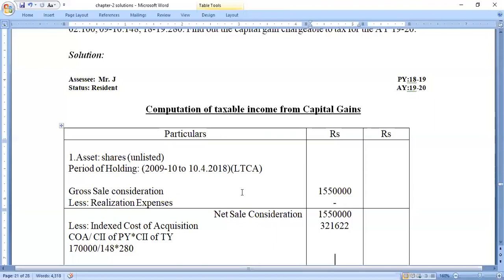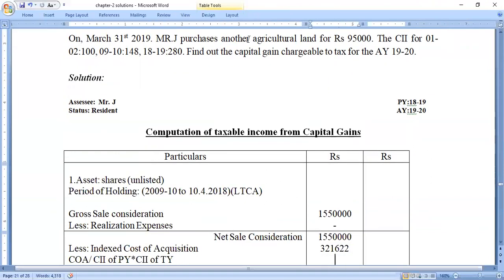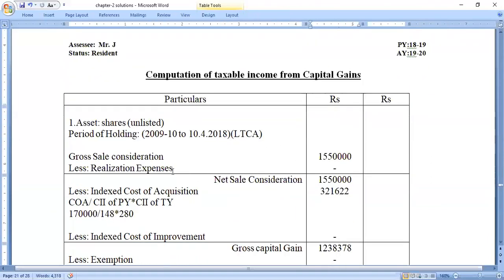So take the gross sale consideration. The asset has been sold for rupees 15,50,000, which has been given in the problem. So the gross sale consideration is 15,50,000. Now from that, minus the realization expenses, which is nil. And the balance amount, net sale consideration, is 15,50,000. Now from that, minus the indexed cost of acquisition.